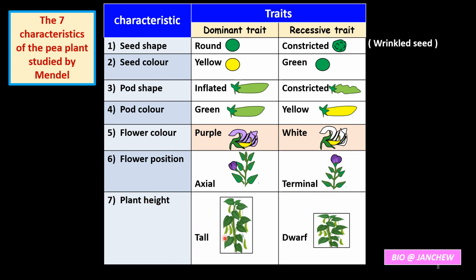So some plants grow tall while others are dwarf. Dwarf means it looks a bit stunted in height, or short. So there are only two heights for the garden pea plant, either tall or dwarf. No intermediate heights.